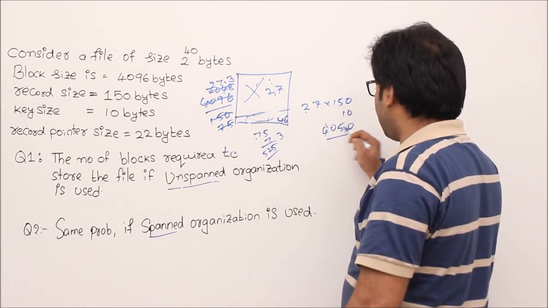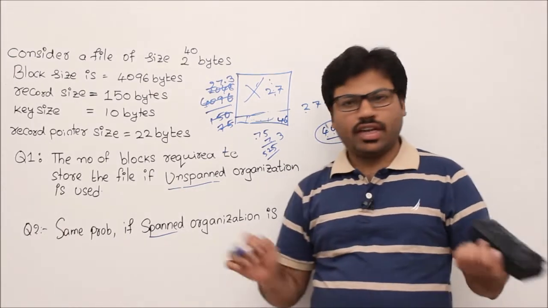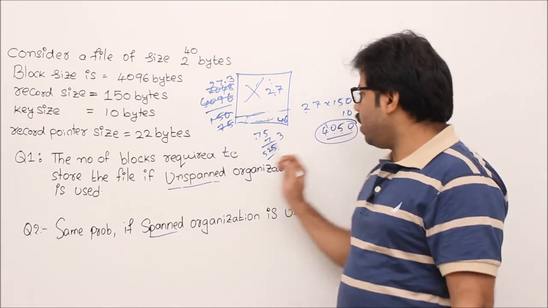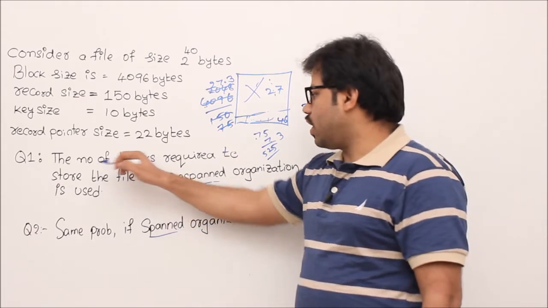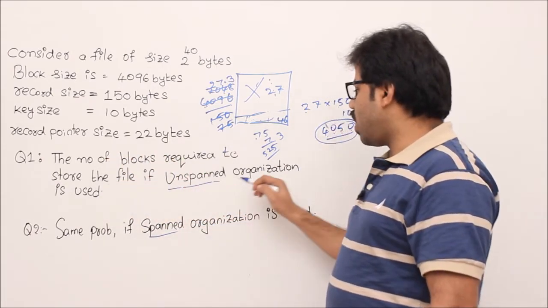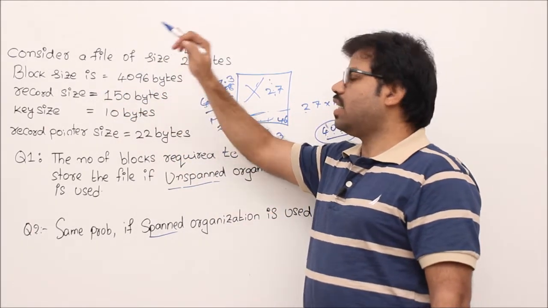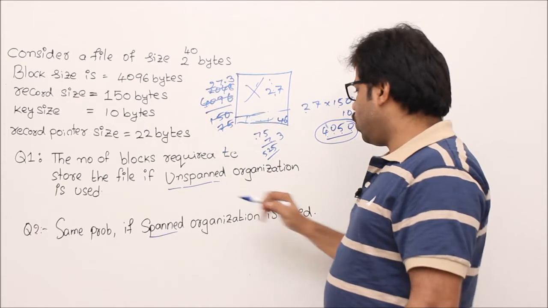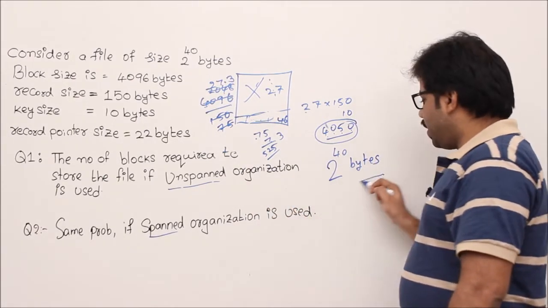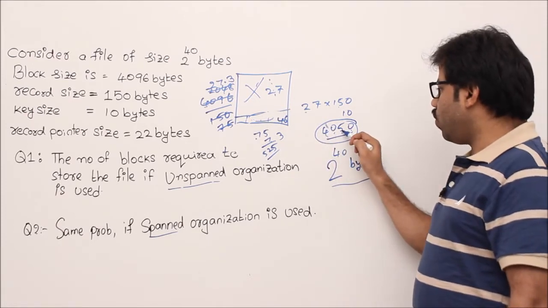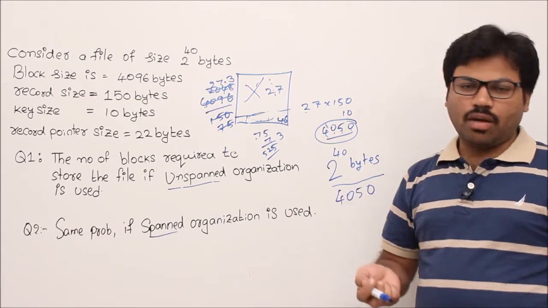What is effectively the block size? Since you are using only 4050 space, I can say that the block size effectively you are using is only 4050, right? Now let's go to the calculations. The number of blocks required to store the file if unspanned organization is used. So now how many records do we have? Not mentioned, but file size is given. File size is 2 to the power of 40 bytes, and block capacity is now effectively only 4050. If I divide by block capacity, then we will find out the number of blocks.